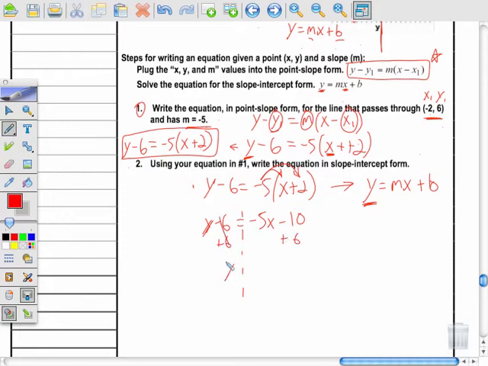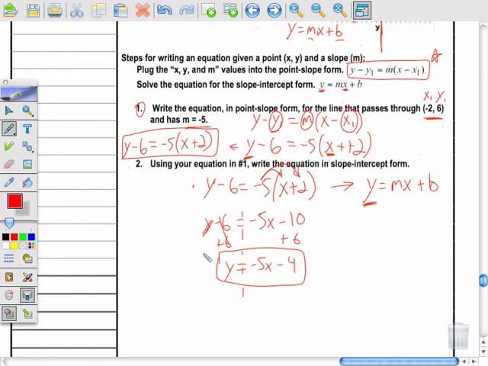Plus 6, plus 6. So we got y equals, this is what we want. We got y by itself. It's going to look like this: y equals negative 5x. Negative 10 plus 6 would be minus 4. There's the equation of that line in slope-intercept form. So we can use the different forms of the line to get the other form.